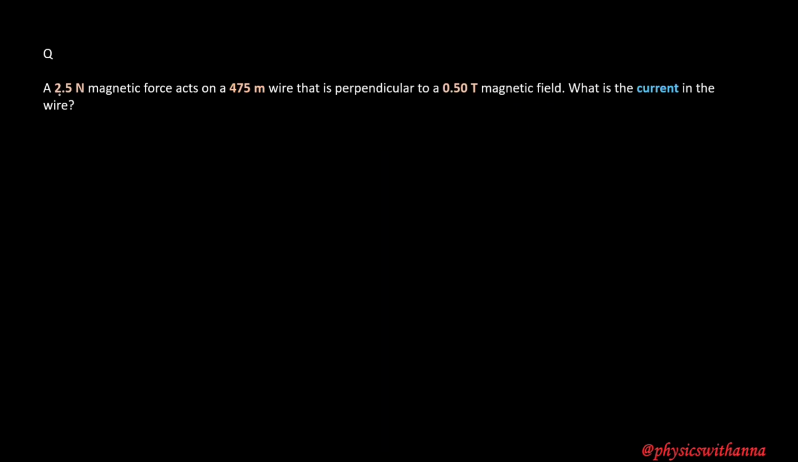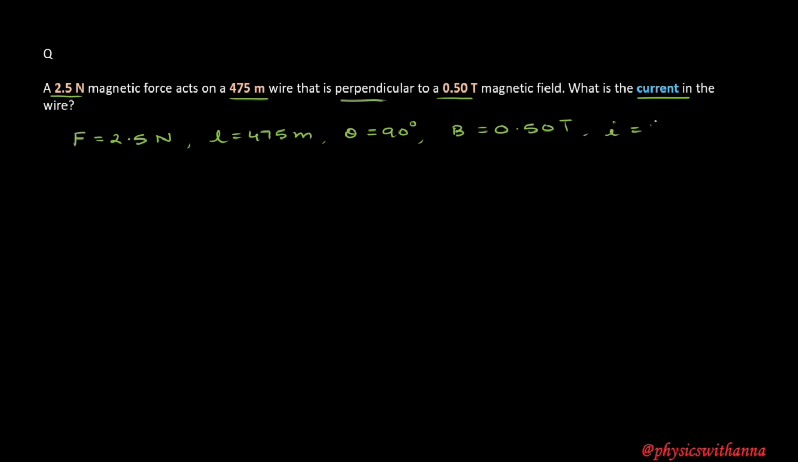Next question. A 2.5 Newton magnetic force acts on a 475 meter wire that is perpendicular to a 0.50 Tesla magnetic field. What is the current in the wire? So here we have the force acting on a wire placed in magnetic field, which is 2.5 Newton. We have the length of the wire, which is 475 meter. It is perpendicular to the magnetic field, so the angle theta is 90. Strength of the magnetic field is 0.50 Tesla, and we need to find what is the current in the wire.